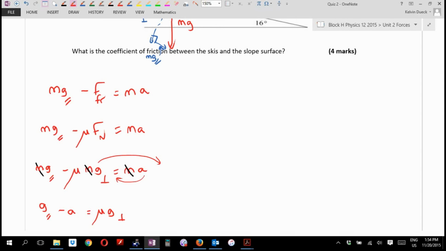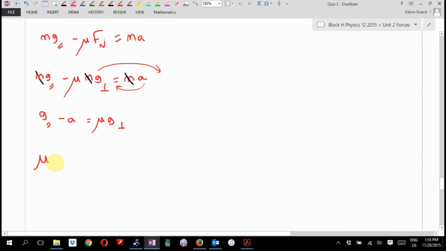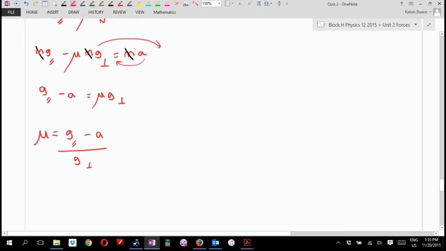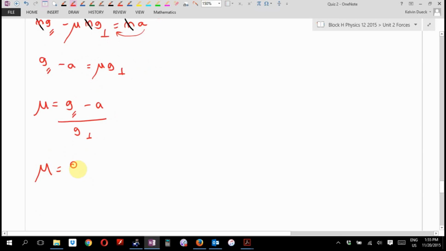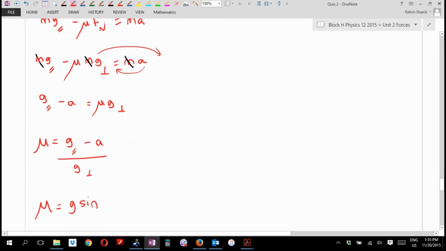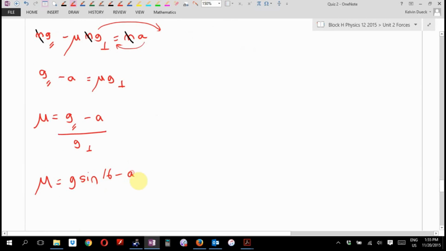How would I get the mu by itself? Divide by g. Okay, so I'm going to get this. Mu equals g parallel minus a all over g perpendicular. So if I hear you correctly, Clay, you're saying mu is going to be g sine, how big was the angle? 16. Minus a all over g cos 16.